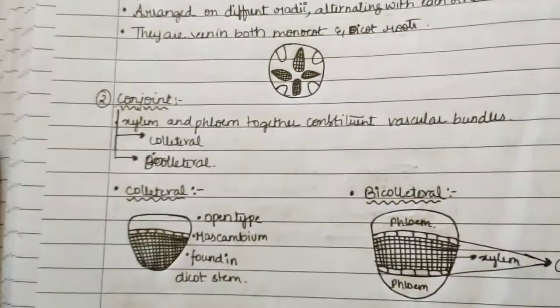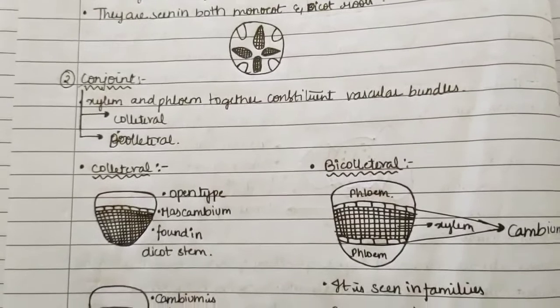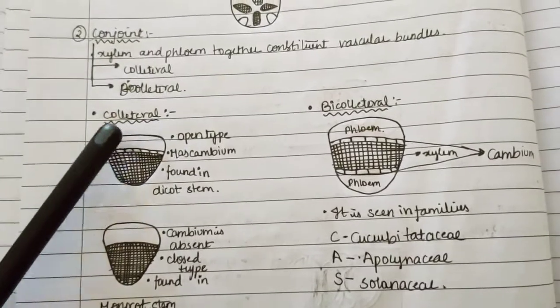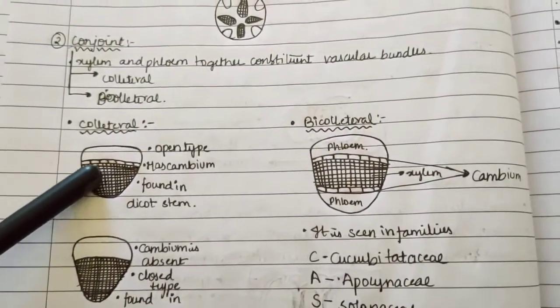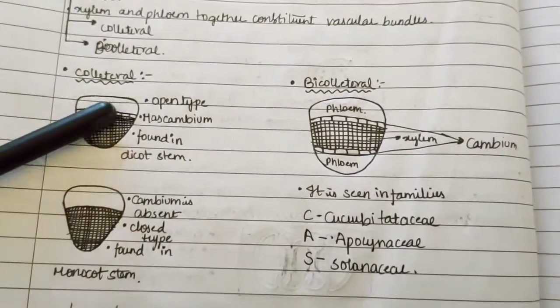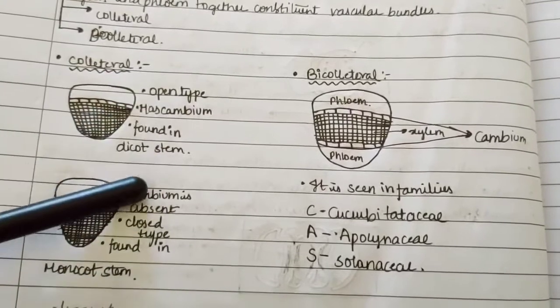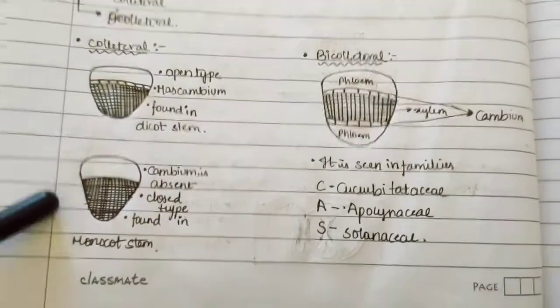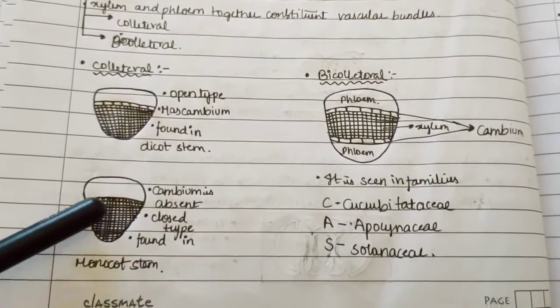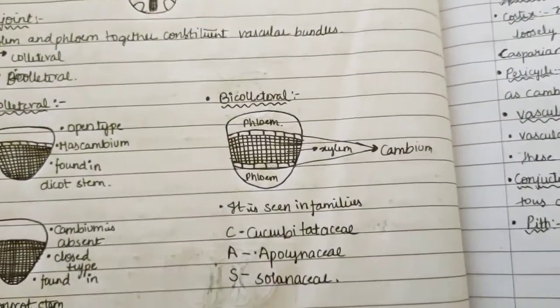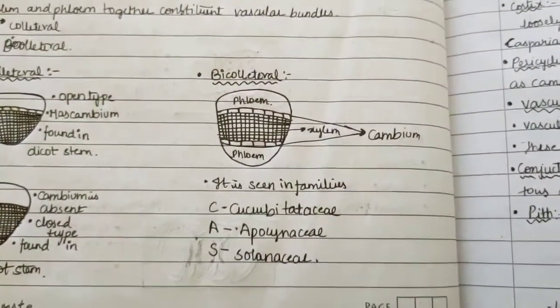Then conjoint. Here xylem and phloem together constitute a vascular bundle, then it is known as a conjoint vascular bundle. There are two types, collateral and bicollateral. Here we can see collateral. In collateral, both xylem and phloem are together, and they have only one patch of xylem and phloem. In collateral we have two types. First is the open type, that means it has cambium, which is found in the dicot stem. The second type is the closed type, which is found in the monocot stem, which does not have cambium.